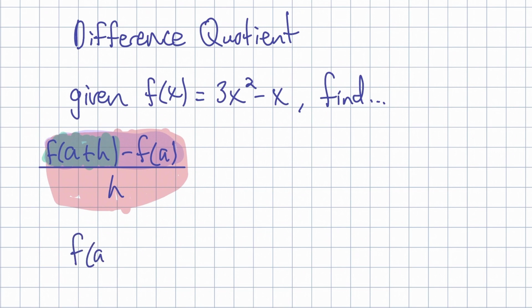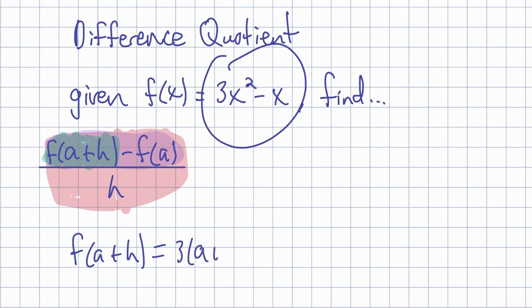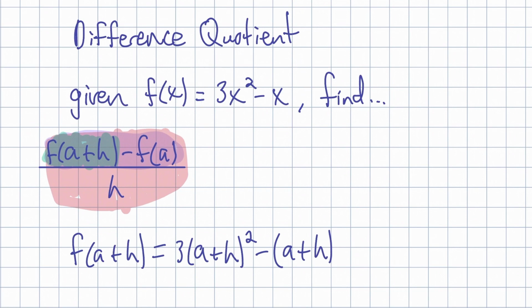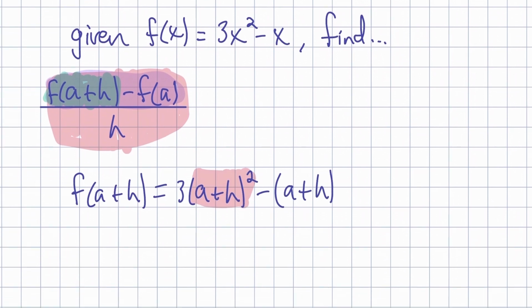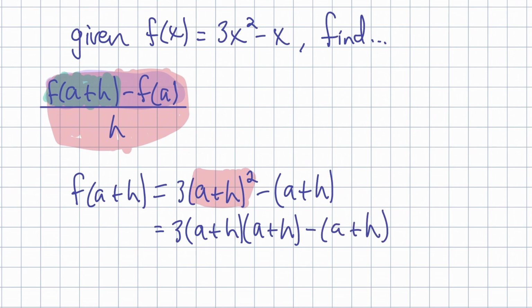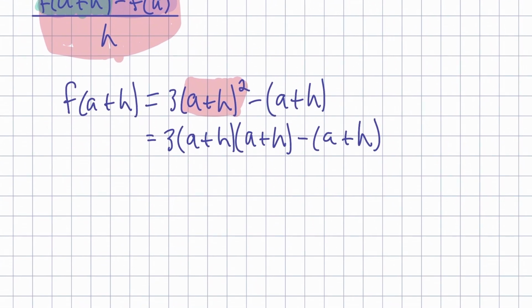Okay, so f of a plus h, well, we're using this function. That's going to be 3 times a plus h squared minus a plus h. And notice that since we had x in 2 places, we now have a plus h in 2 places. So I'm going to FOIL this out, and I'm going to cut corners a little bit, maybe. So let's do this. So this is 3 times a plus h times a plus h. I decided not to cut very many corners. Minus, let's just do a plus h. We'll do one step at a time.